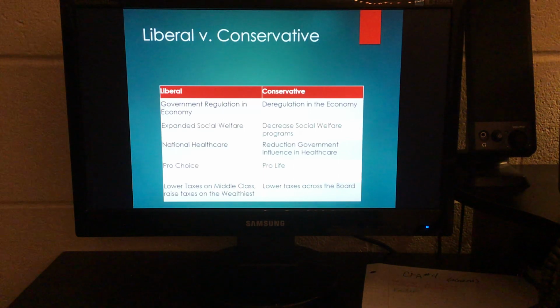For example, the liberal or Democratic side, when it comes to the economy, and we just finished studying economic systems, believes in more regulation of the economy, more government involvement. The right or conservative Republican Party wants to deregulate the economy, less government involvement. Does it make sense? The liberal Democratic Party wants to expand welfare, all those social welfare programs like health care and Social Security. The Republican Party, the conservative side, wants to decrease social welfare programs.